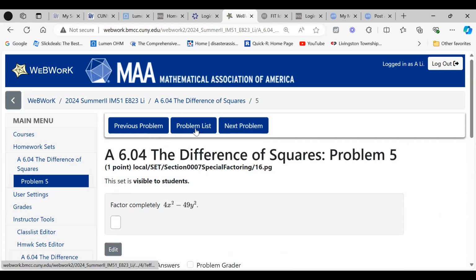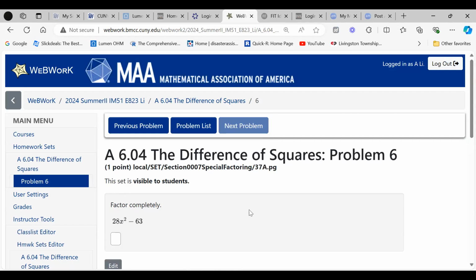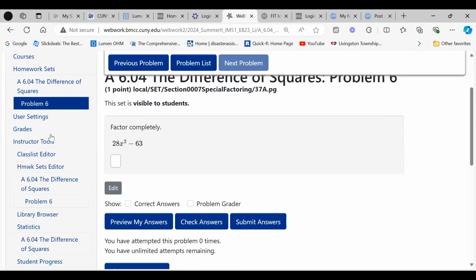Okay, let's just do one more, which is the last one. Let's try this one. First of all, for this one, you're going to factor by GCF first. There's a common factor between these two numbers. Factor by GCF. And after that, factor the difference of two squares.